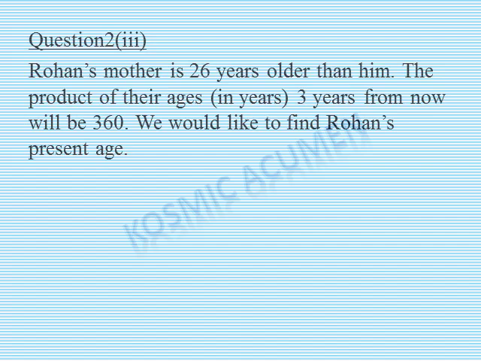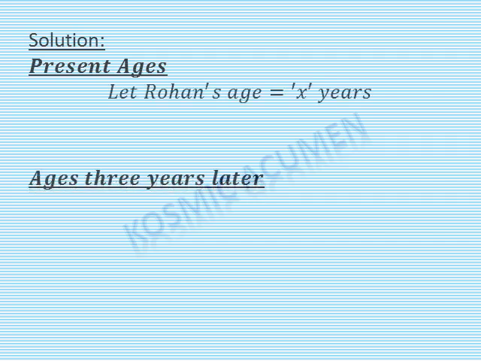Rohan's mother is 26 years older than him. The product of the ages 3 years from now will be 360. We would like to find Rohan's present age. They're talking about the present age and ages 3 years later. So let us consider Rohan's present age to be x. Then after 3 years, Rohan's age will obviously be x plus 3 years.